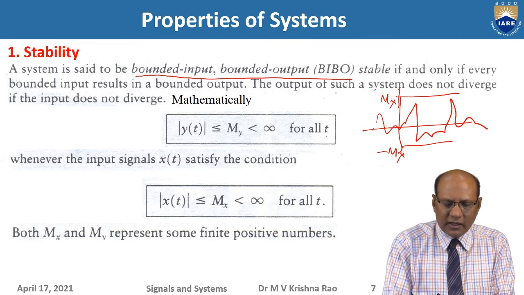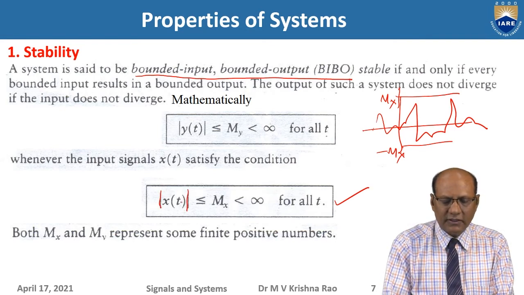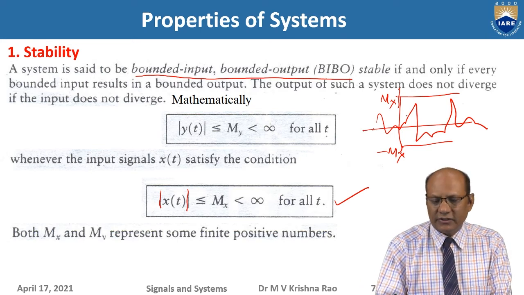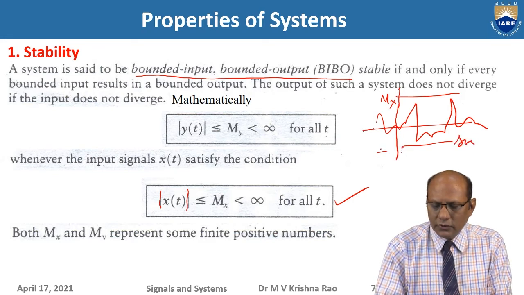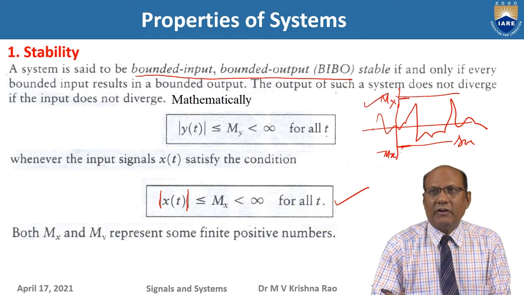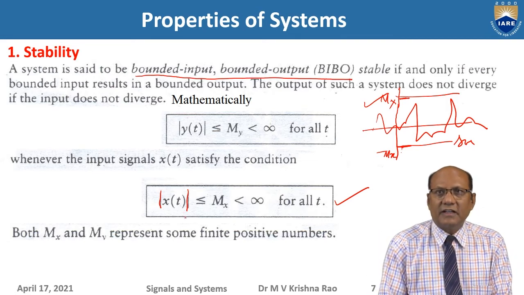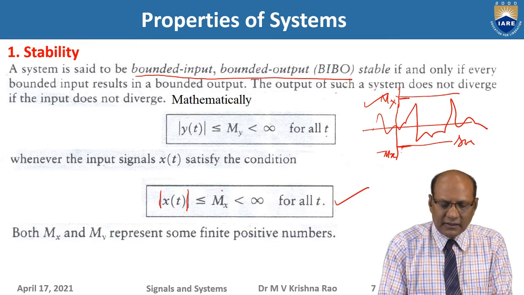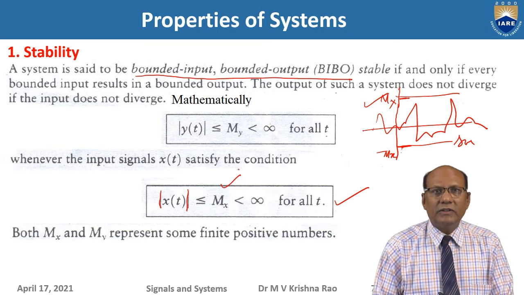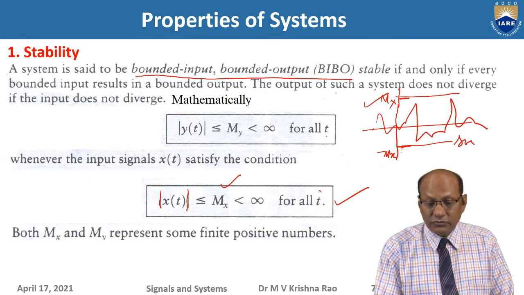So for the input x, the modulus of x. I am not worried whether this Mx is on the positive side or the negative side. Here there is a smaller value, and this is a larger value, so I will take the larger value. Whether it occurs on the negative side or positive side doesn't matter. It is the amplitude, the absolute value of the signal, and that is bounded by a finite value Mx, which is less than infinity, and it is for all t. This is more important: for all t.